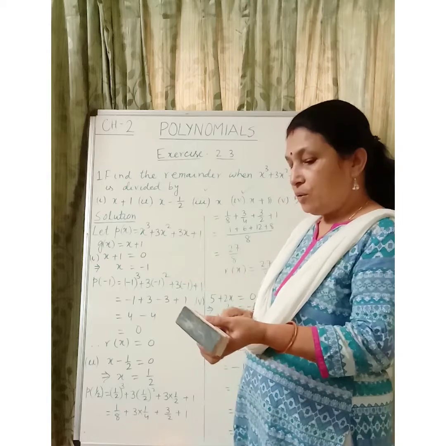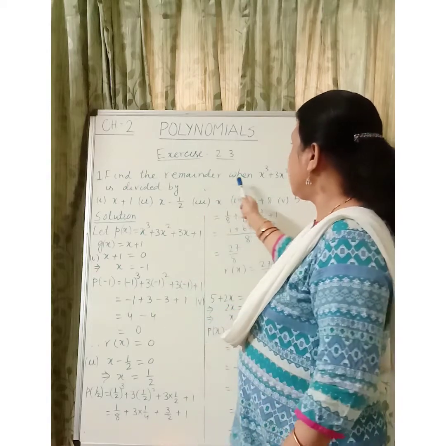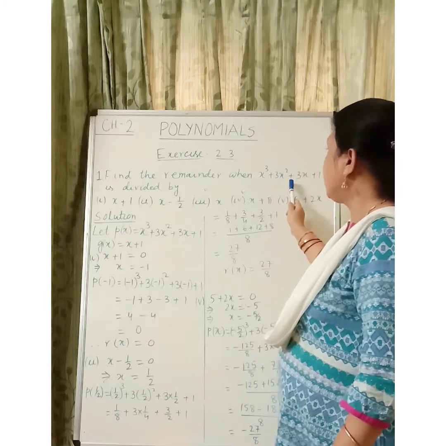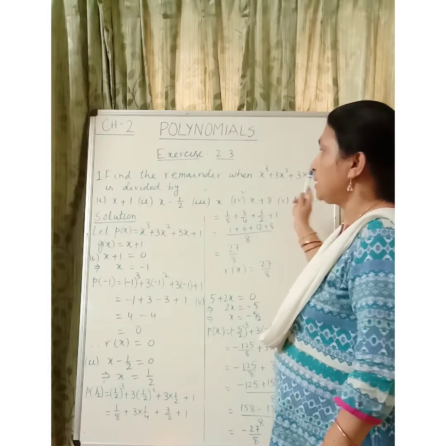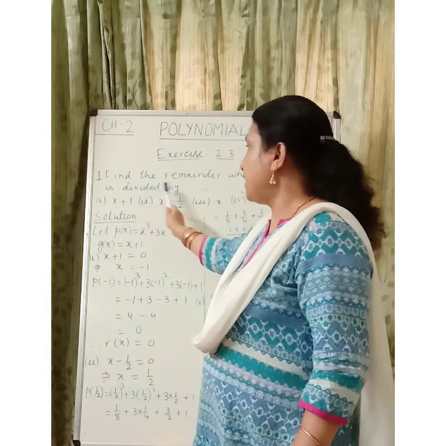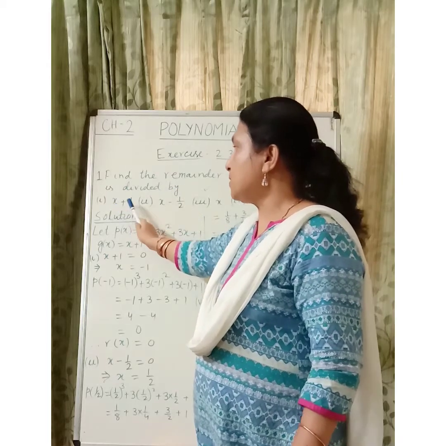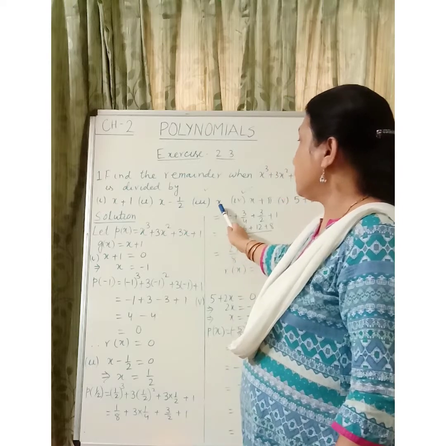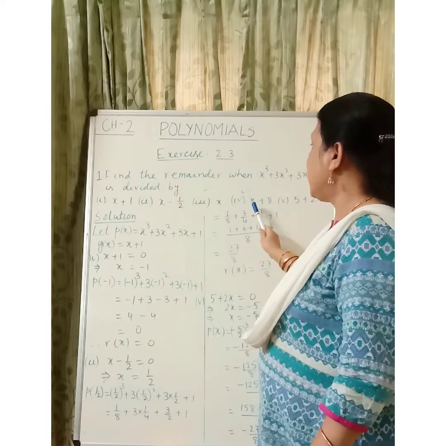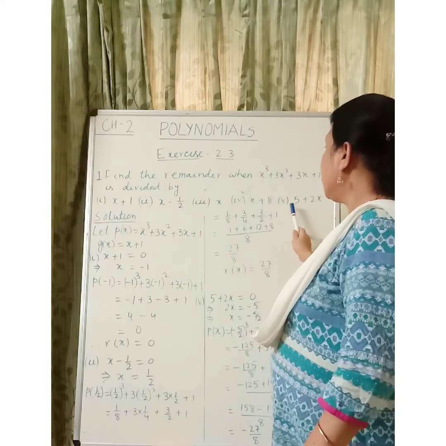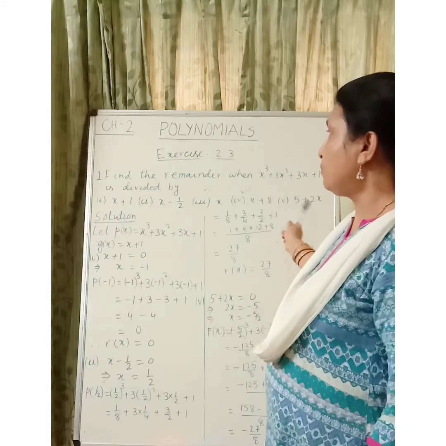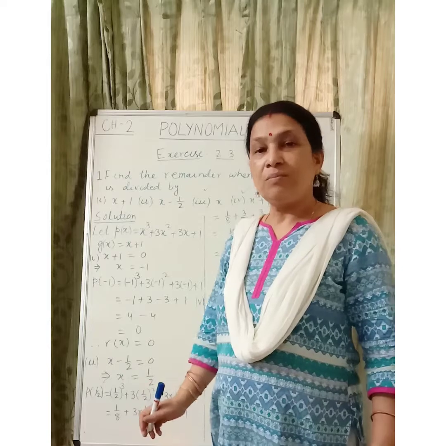So here we have to find the remainder when x cube plus 3x square plus 3x plus 1 is divided by first x plus 1, then x minus half, then x plus pi, then finally 5 plus 2x. How we will apply this remainder theorem?